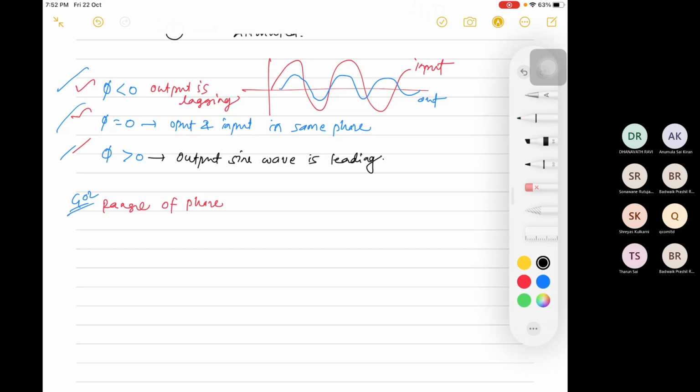Range of phase shift is minus pi by 2 to 0.